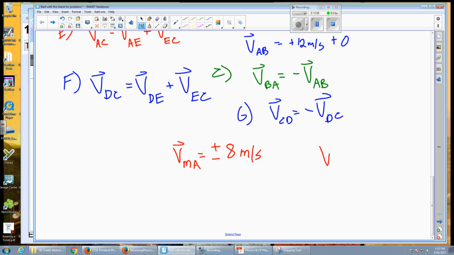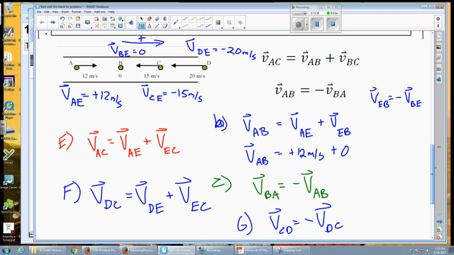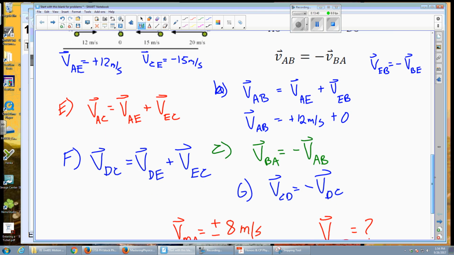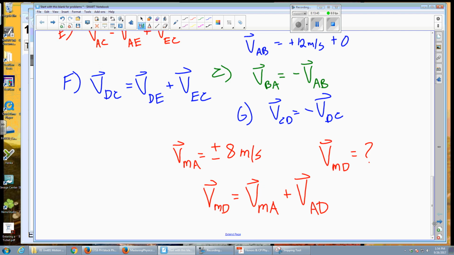And they want to know the velocity of the mystery car to D. So if we did the velocity of the mystery car to D, that could equal the velocity of the mystery car to A plus the velocity of A to D. Didn't we figure out A to D someplace? I can't remember. Oh, I guess we didn't.